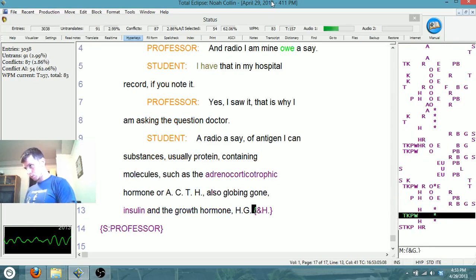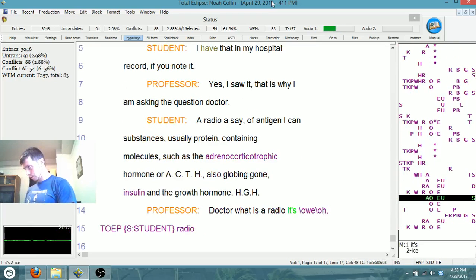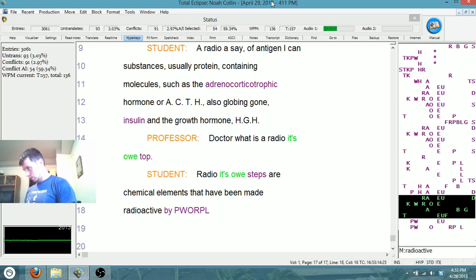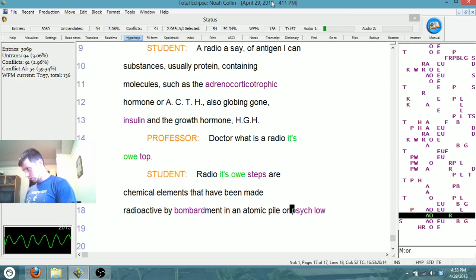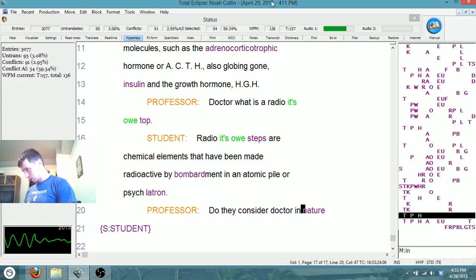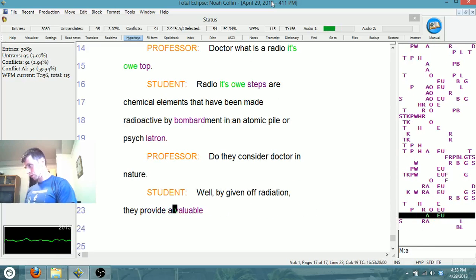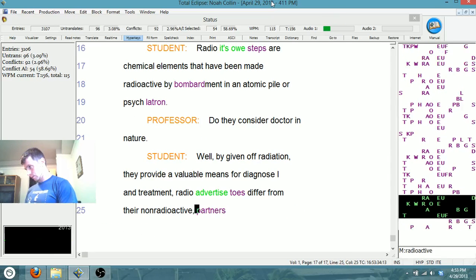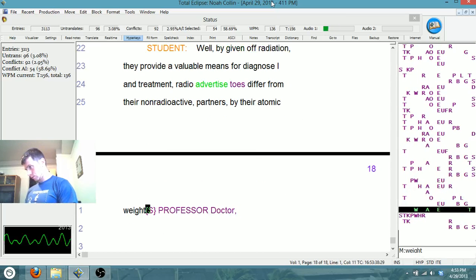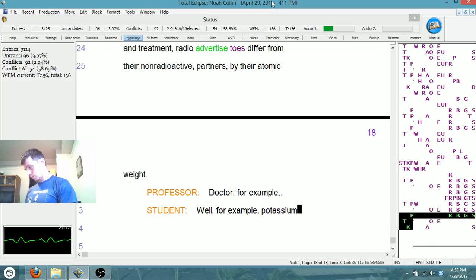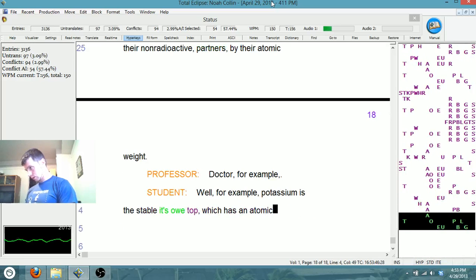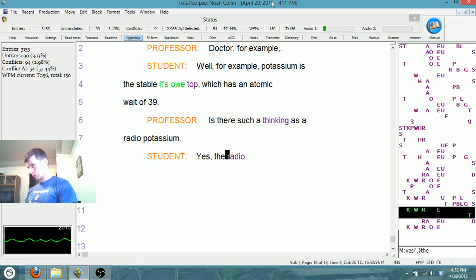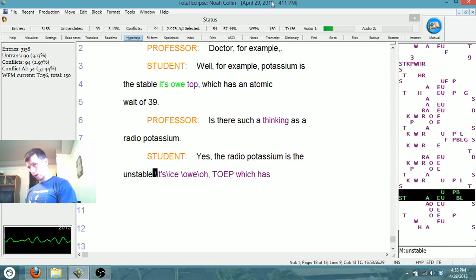Doctor, what is a radioisotope? Radioisotopes are chemical elements that have been made radioactive by bombardment with neutrons in an atomic pile or cyclotron. Do they occur, doctor, in nature? Well, by giving off radiation, they provide a valuable means for diagnosis and treatment. Radioisotopes differ from their non-radioactive partners by their atomic weight. Doctor, for example, potassium is the stable isotope, which has an atomic weight of 39. Is there such a thing as a radiopotassium? Yes. The radiopotassium is the unstable isotope, which has an atomic weight of 42.